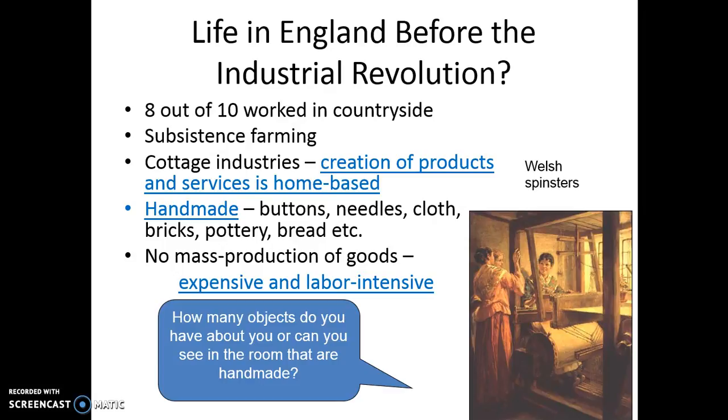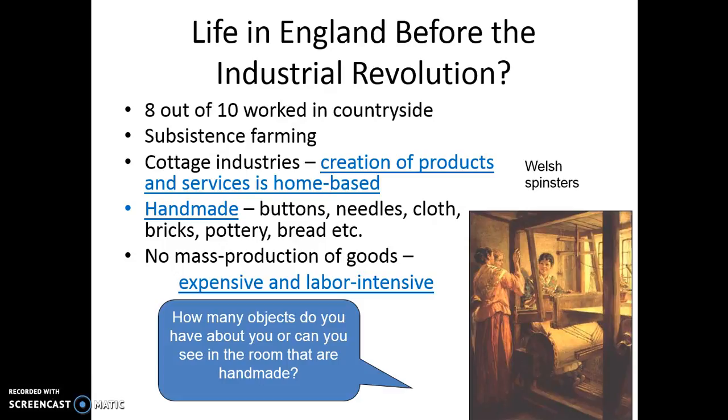So things like buttons and cloth and bread, those were all produced in homes. Products tended to be very expensive and also labor intensive. It took a lot of time to make things by hand, and so you sell that for a good profit because it takes you time and resources to make these.